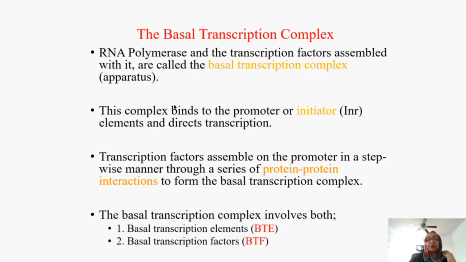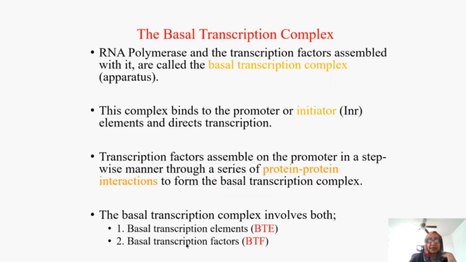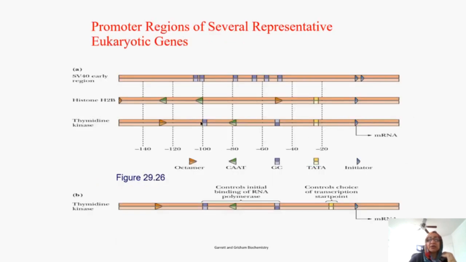Okay, so the transcription cannot be started without what's called basal transcription complex. Okay, so what do we mean by basal transcription complex? Basal transcription complex is divided into two: basal transcription elements and basal transcription factors. Elements are the sequences that I just showed you. Whenever we say elements, that means those sequences on the DNA. When we talk about factors, those are the protein factors that will bind to the sequences upstream, and we call the sequences here, or the region here, the promoter region. The promoter region contains all these sequences.